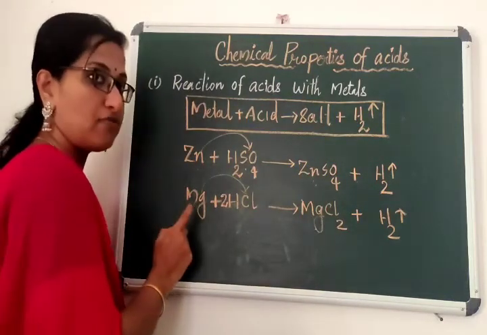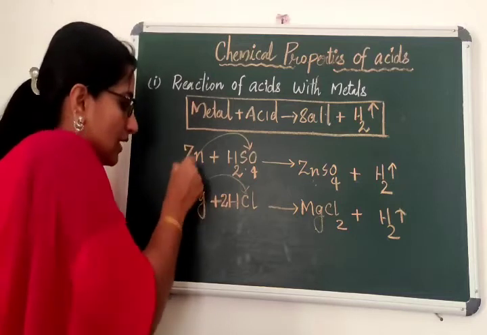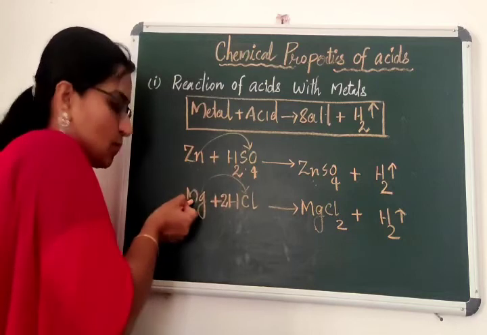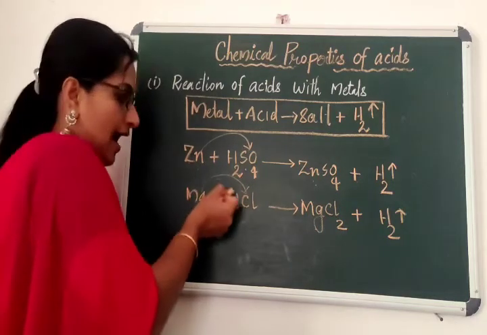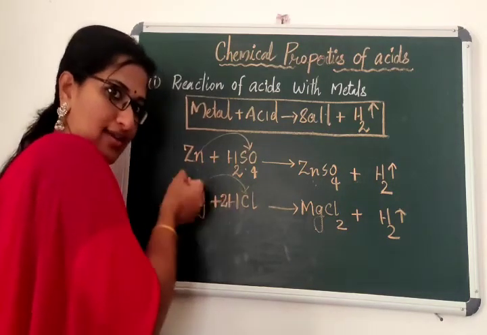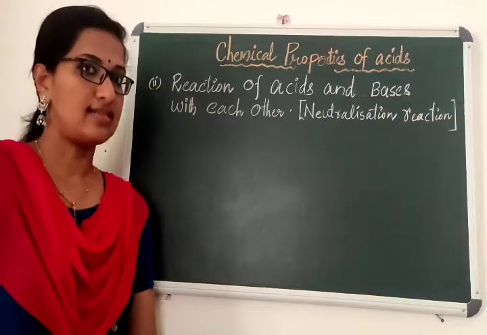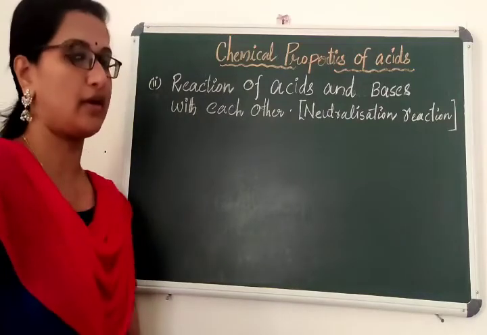Because one thing you have to note is that the reacting metal should be more reactive than hydrogen. The metal which is to be reacted should be highly reactive than hydrogen. Okay, now let's discuss the second chemical property of acid.